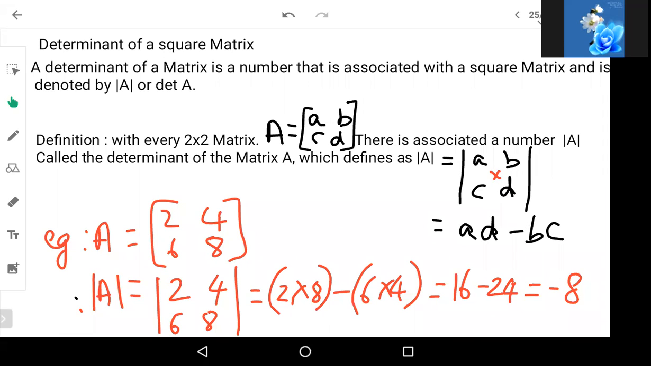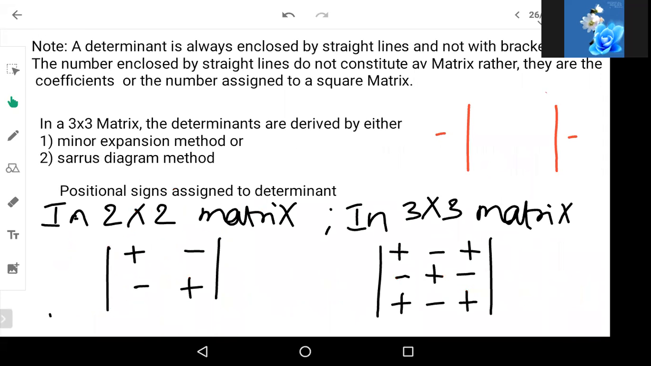So this is the determinant of a matrix. Now what we have to notice, a determinant of a matrix is not given with brackets. You'll just have two straight lines. It is enclosed by two straight lines. It will not have a bracket. So that is how you will be able to differentiate between the matrix and the determinant. In a matrix, you will have the brackets on both sides. When it is a determinant, it is just two straight lines.